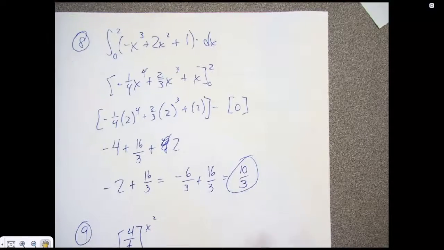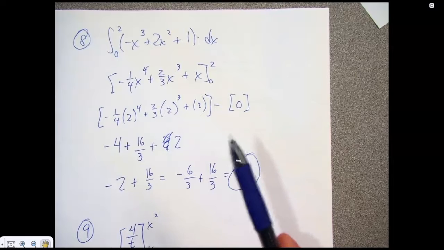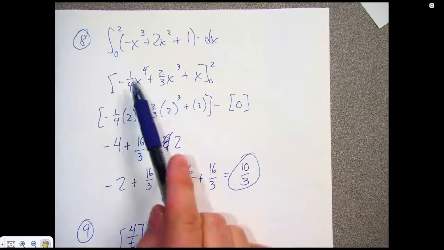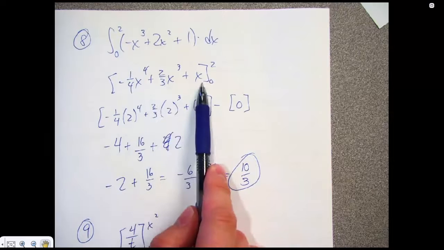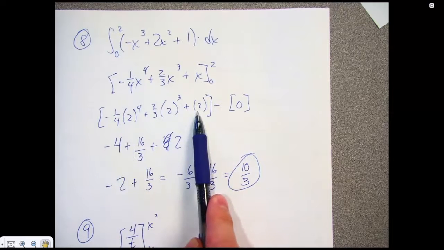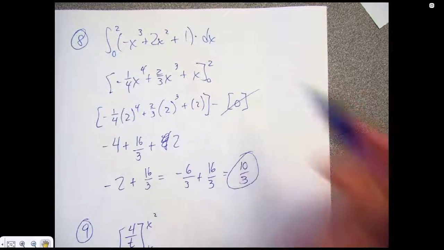Number 8. I don't think this is anything too crazy, so you're integrating piece by piece, and then plug in top minus plug in bottom. So add 1 to the power, multiply by the reciprocal. Same thing here, same thing here. Plug in 2 to all of those, minus, and plug in 0 will just get you 0, so you can just kind of drop this piece.